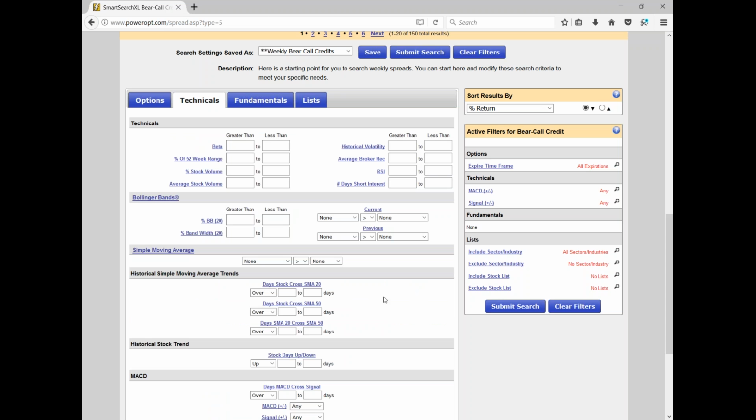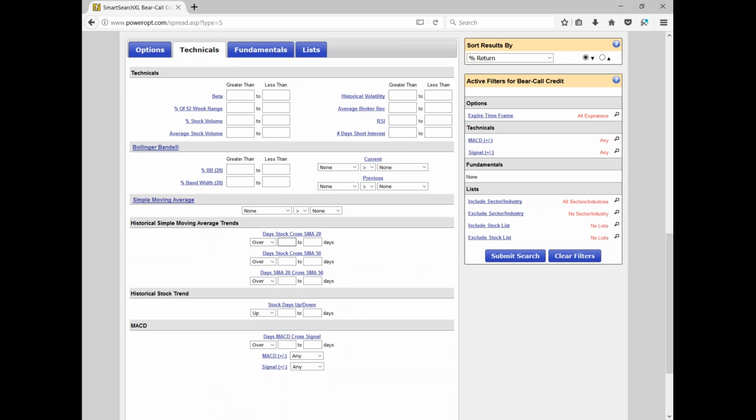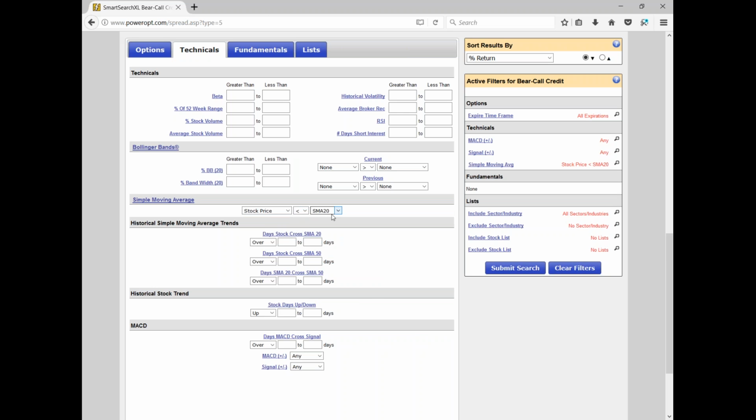I'm not going to mess around with Bollinger Bands, bandwidth, the historical trends, the days under, for example, the stock being under the 20-day or 50-day or 100-day moving average. I'm not going to look at that. I'm not going to look at MACD. All I'm simply going to do is say I want to find stocks that are currently trading below their 20-day moving average. So just select stock below SMA 20. As you saw, you can customize that too. If you prefer to look for ones where the 50-day is below the 100 or the 20-day is below the 50, you can set that as well. We're just going to start with keeping it simple. I want stocks that are below their 20-day moving average.